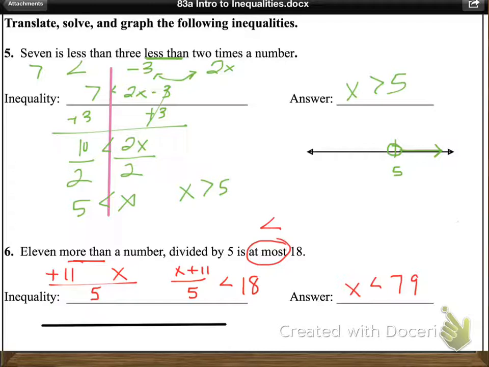Okay. First thing I want to do is drop down my 79. My X is on the left side, so that's good. Okay, do I want to open or close circle? That's right, it's not equal to, so I want to open circle. And since my X is on the left side, my arrow points the way. That means I'm going this direction here. Okay. All right, any questions, please feel free to ask me in tutoring or in class.